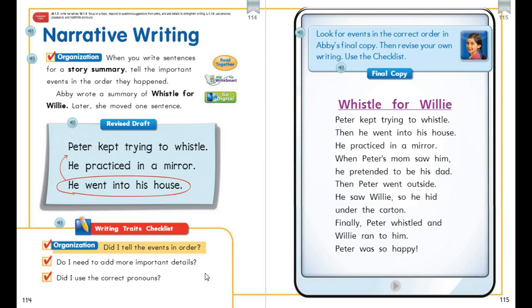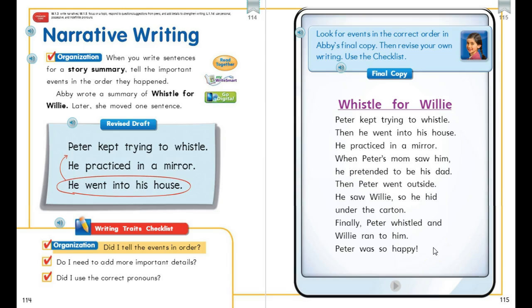So let's look at Abby's final copy before we revise our own. Whistle for Willie. Peter kept trying to whistle. Then he went into his house. He practiced in a mirror. When Peter's mom saw him, he pretended to be his dad. Then Peter went outside. He saw Willie, so he hid under the curtain. Finally, Peter whistled and Willie ran to him. Peter was so happy.